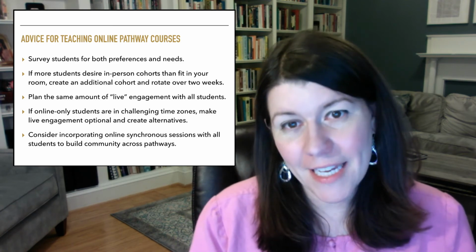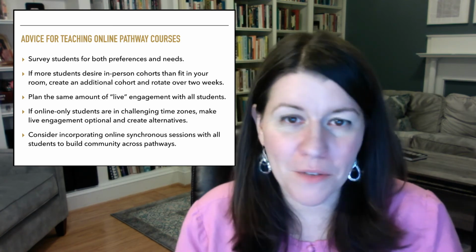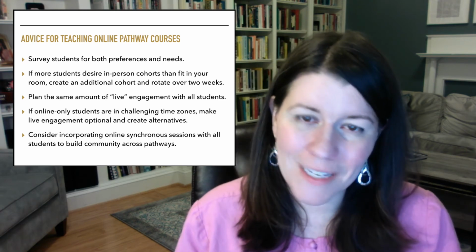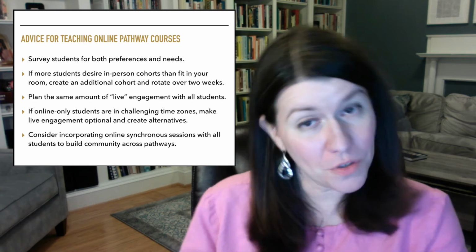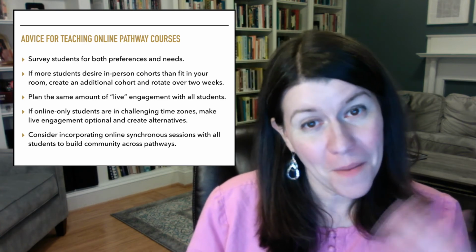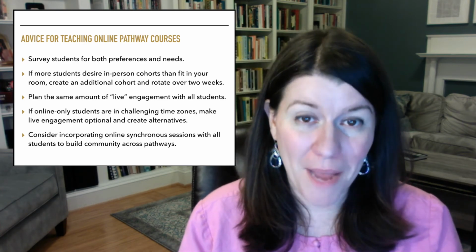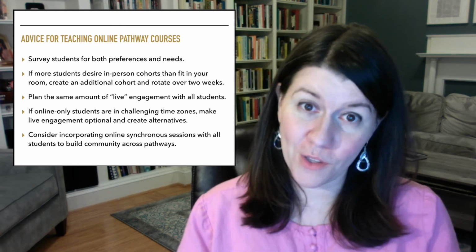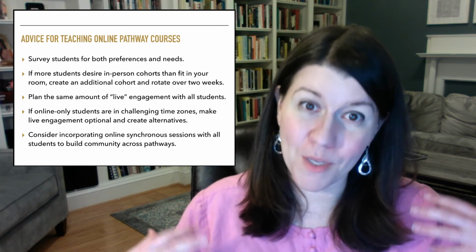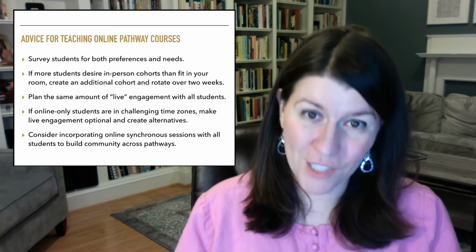And then finally, I would consider incorporating at least a few whole class synchronous sessions so that your students in the various cohorts can get to know one another. Your students in person are going to get to know one another, but if there's only a few students who have an online pathway, you want to make sure that they don't feel as if they're left out and that they're fully included in the course. And the best way to do that is to have some community building in the fully online version of the course.